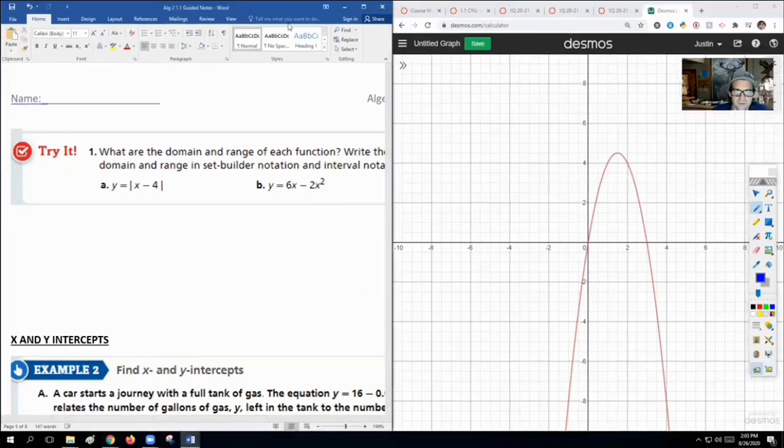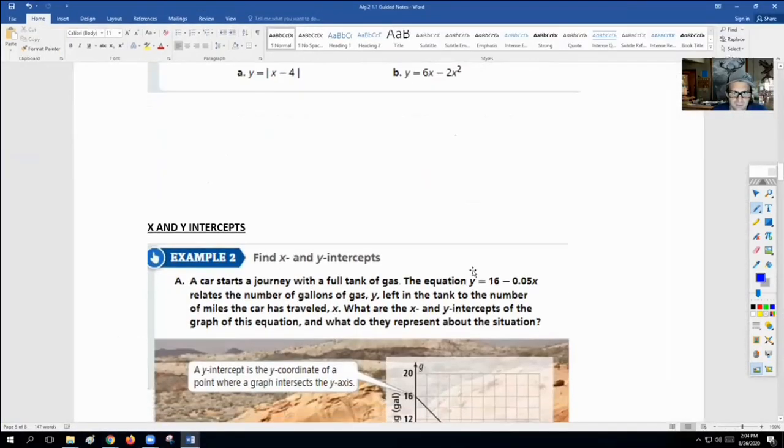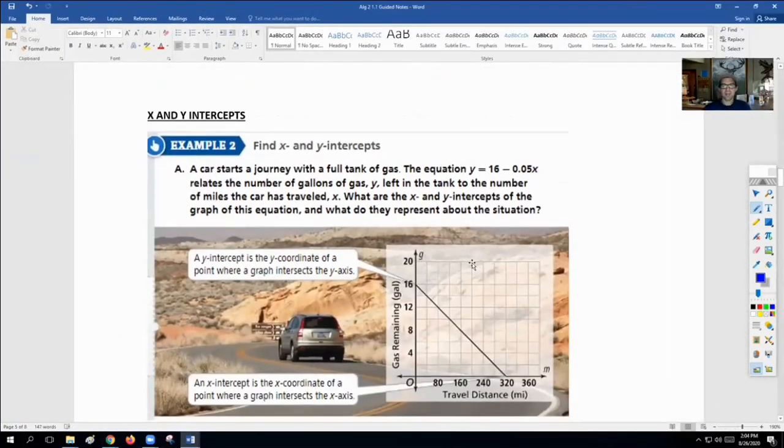All right, let's go back to full screen these notes up here. Keep going. All right, x and y intercepts. So this would be the next point. So x and y intercepts: the y-intercept is your starting location, typically in a story problem. And your x-intercept is where the graph crosses the left and right line.